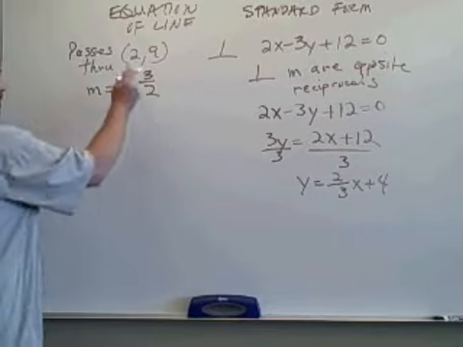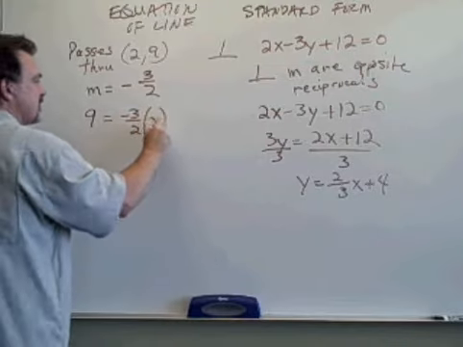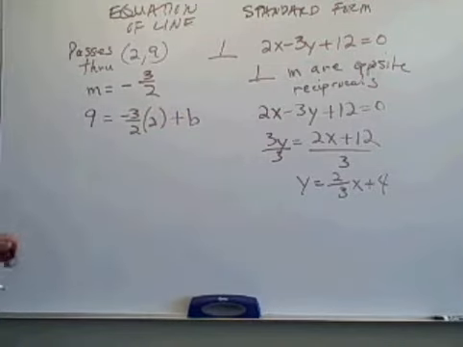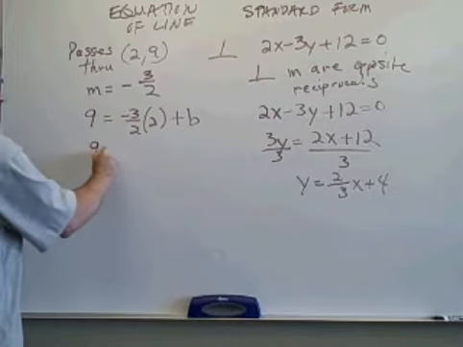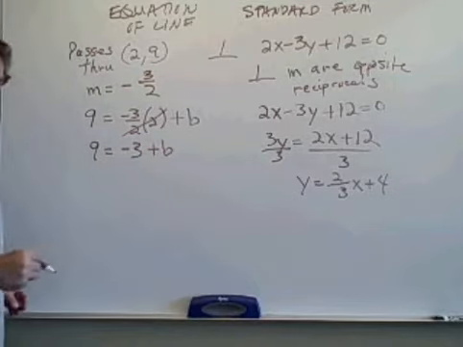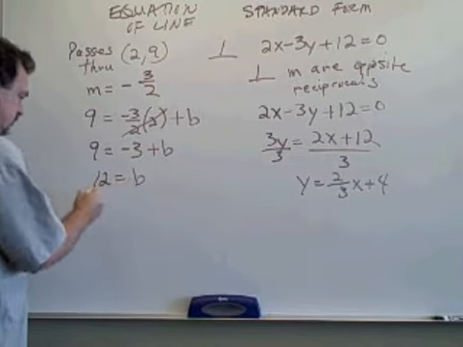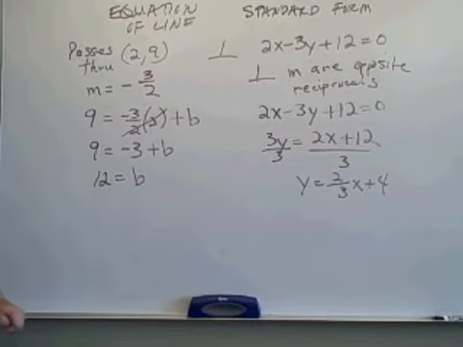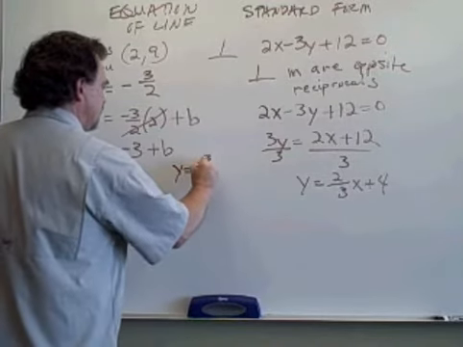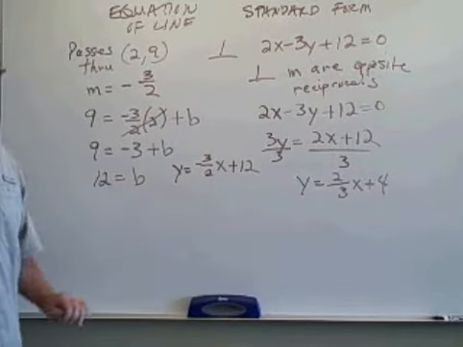Now plug that in along with 9 for y, 2 for x into the y equals mx plus b, and we can solve for b. Multiplying here, don't those 2's cancel, just leaving us negative 3. And then we add 3 to both sides. So we have b equals 12. So our equation looks like y equals negative 3/2 x plus 12. That would be the equation in slope-intercept form.